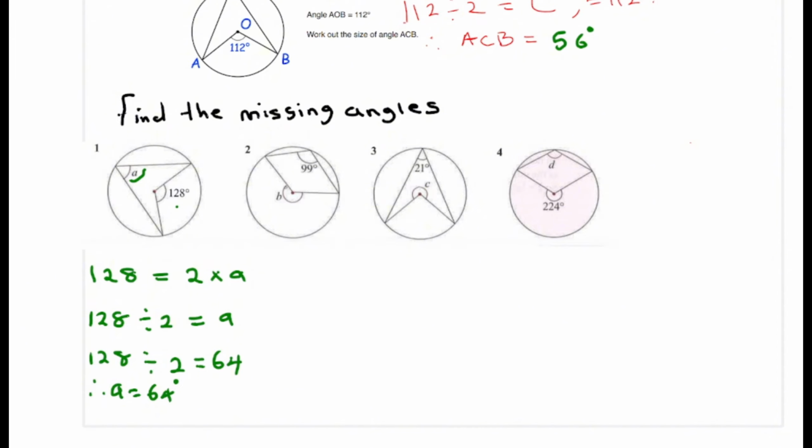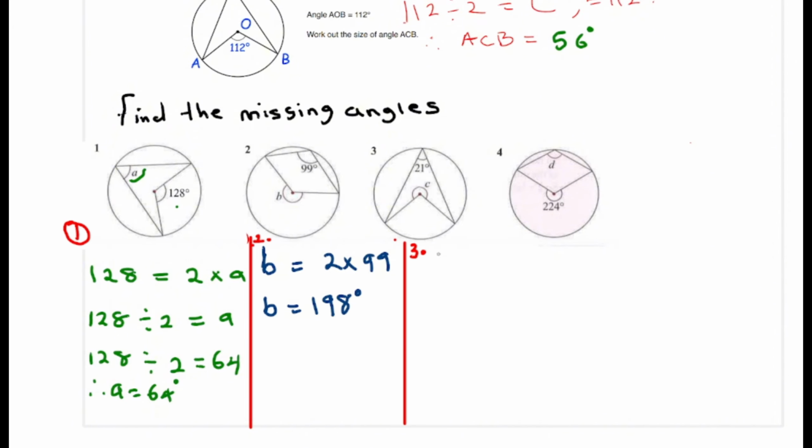Then the next one, we have B and we have 99. For this one, B equals 2 times 99. This one is simple. We just multiply 2 times 99, and B equals 198.